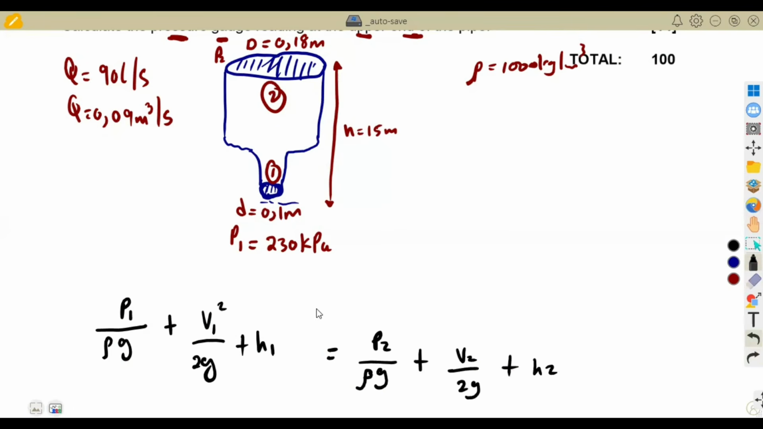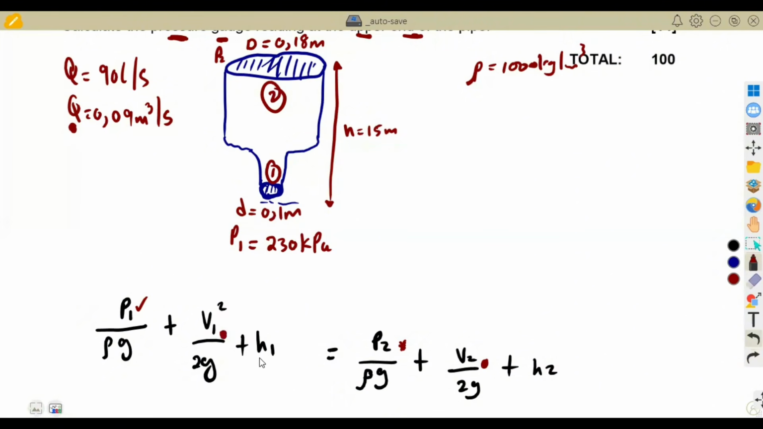So we've got pressure 1 already given. This is the P2 that we are supposed to calculate. So let's check. We need to calculate P2. We are given P1. V1, we do not have the velocity. So we are going to use the flow rate to calculate V1 and V2. We need to calculate this V1 and V2.